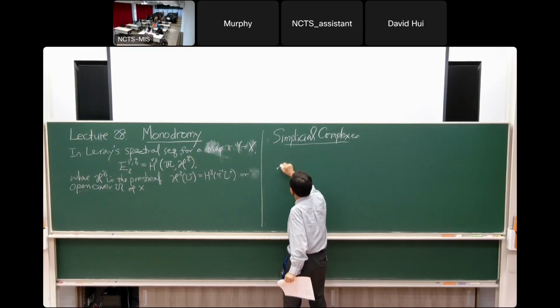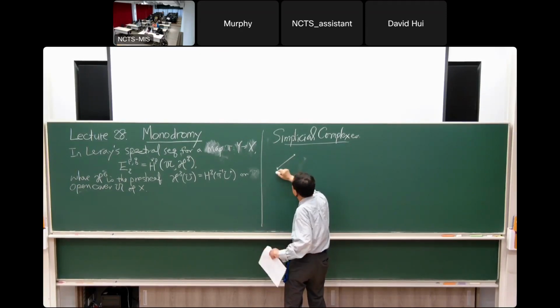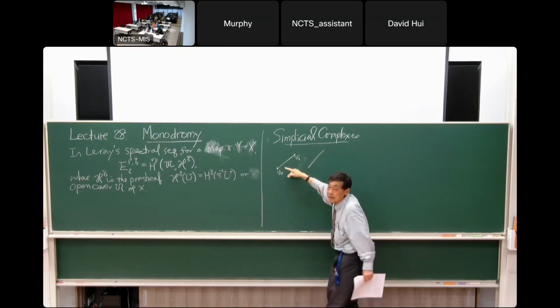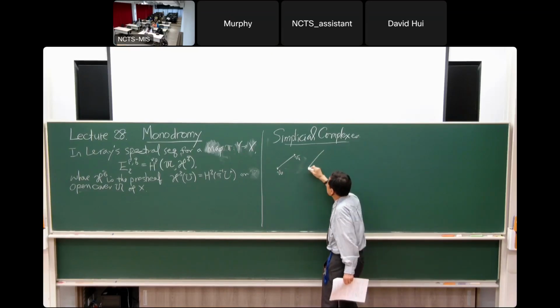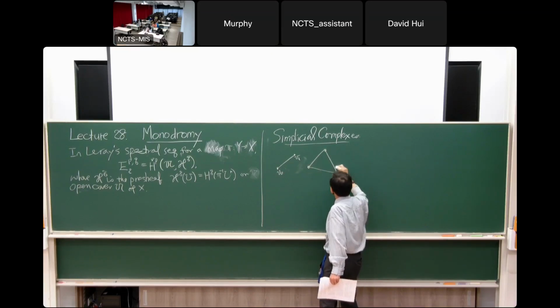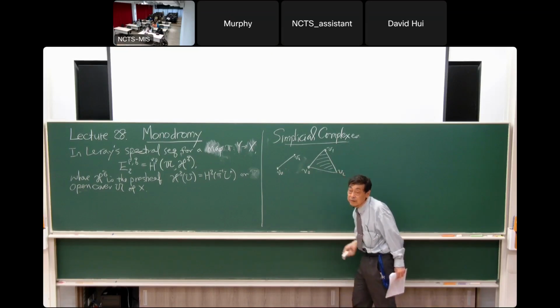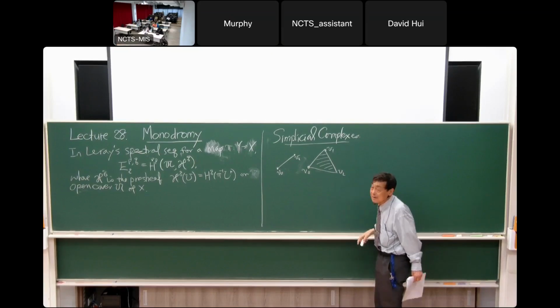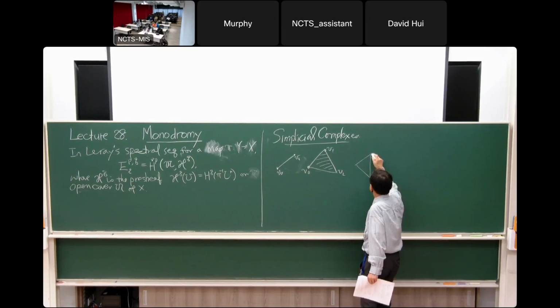So I first define a simplex. That's an example of one simplex, and this is an example of a two simplex. A one simplex is basically an edge. A two simplex is a triangle. A three simplex is a tetrahedron.